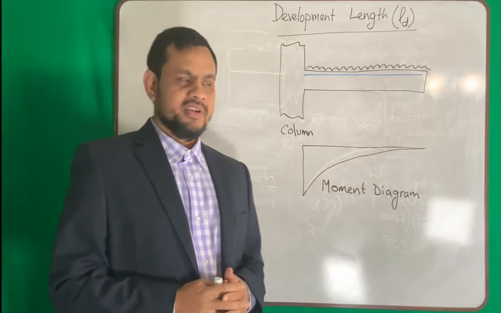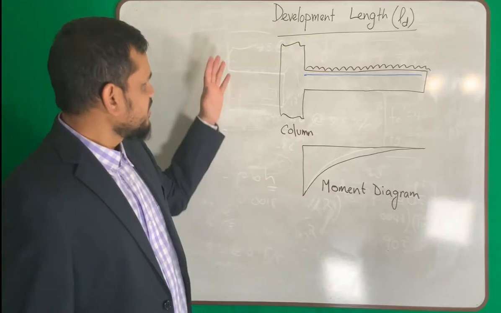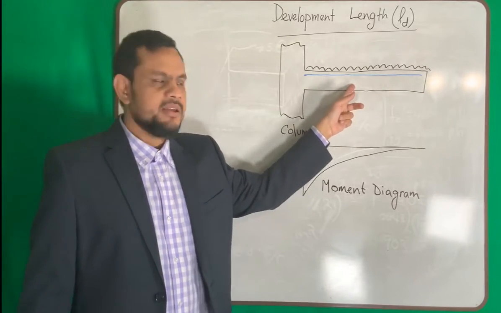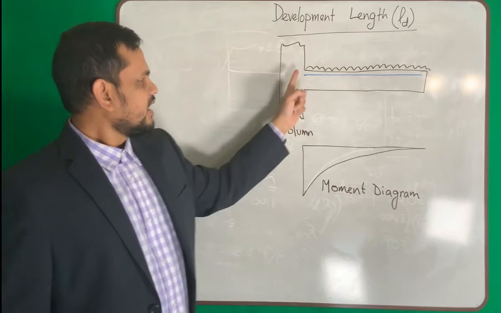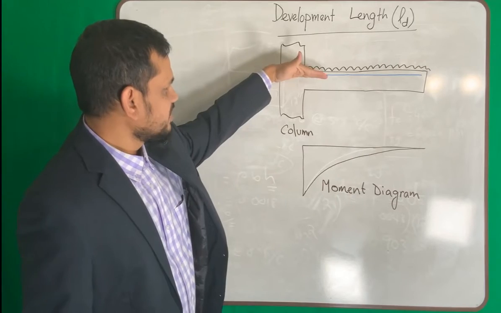Today our topic is development length. What is this? To explain this, I drew a cantilever beam. This is a cantilever beam. The column is here. I have some loads here. So the reinforcement will be placed on the top of the beam.